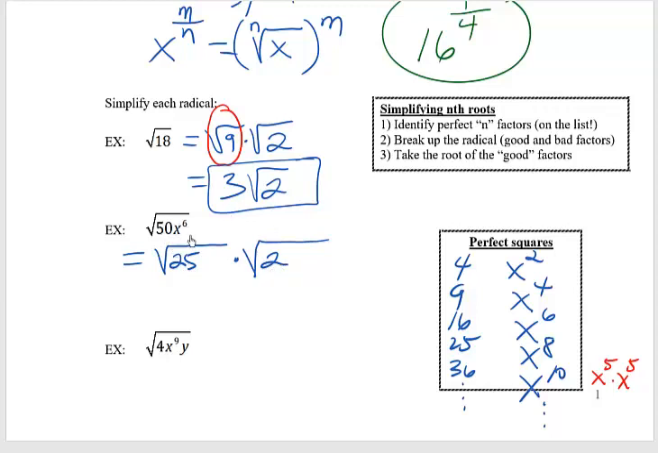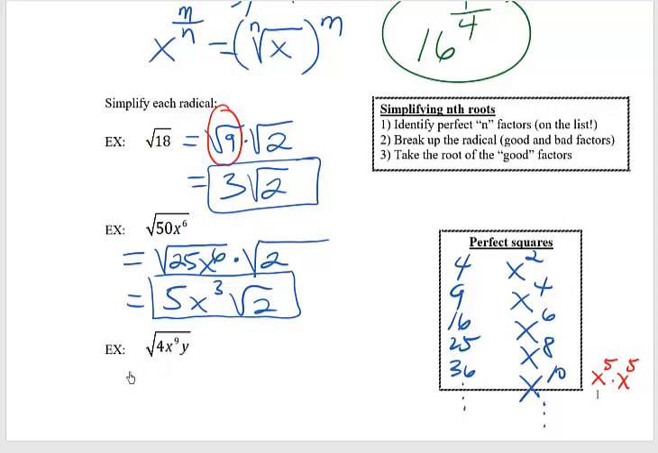How about the x's? Let's see, x to the 6th. It's on the list. That means it's all good, and I don't even have any x's to put in the bad one. All that's left now is to go ahead and find these nice square roots. If they're on the list, they have nice answers. The square root of 25 is 5. The square root of x to the 6th, that just means what times itself makes x to the 6th. That would be x cubed. And the bad radical stays behind, and I'm done. This would be the final simplified answer for that radical.